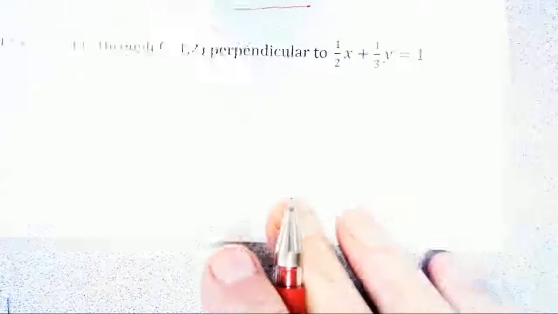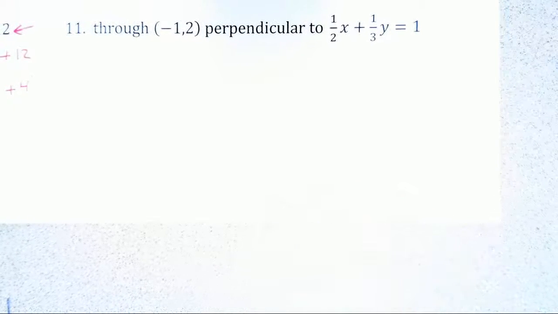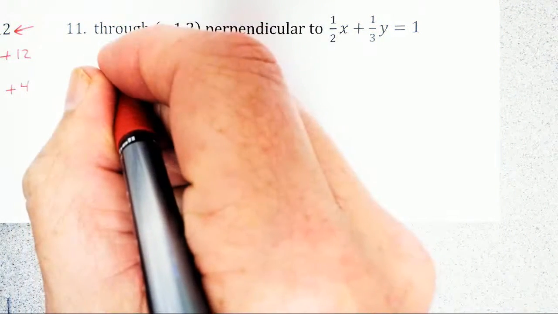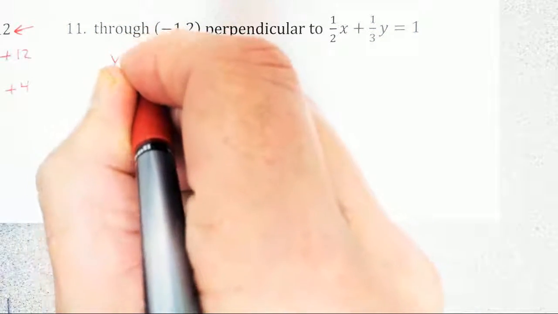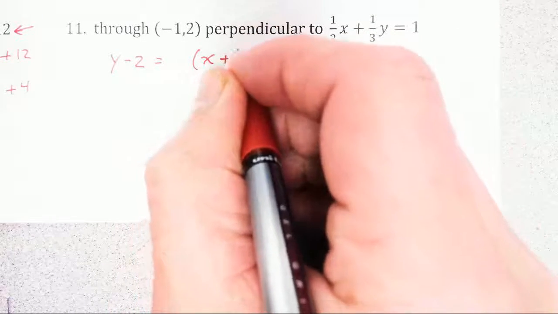All right, same problem, except what do we know about perpendicular slopes? Perpendicular slopes are opposite reciprocals of one another. But I know this before I even start. I'm going to set this up as y minus 2 equals something times x minus negative 1, x plus 1.